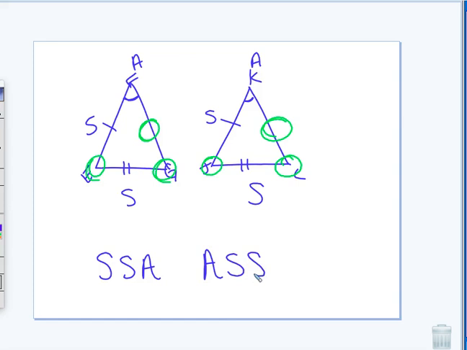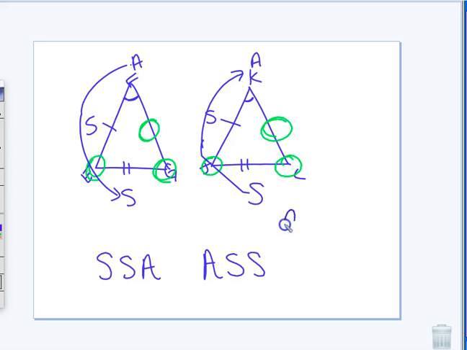Now you're going to read this clockwise or counterclockwise. I have this, then I have this, then I have this. Or you could say I have this, then I have this, then I have this. But you're going to go in order. And what I have is either side, side, angle, or angle, side, side. That's not one of those three theorems.